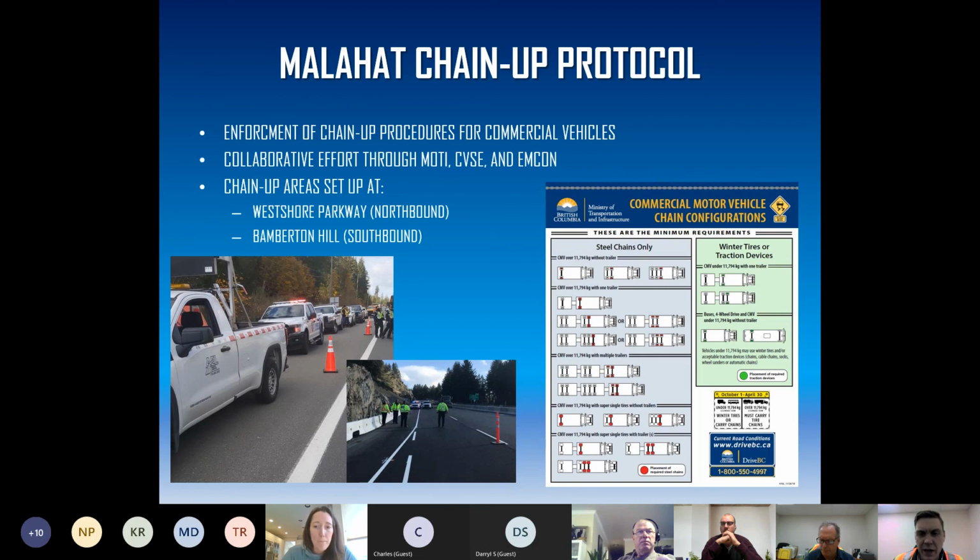It's an initiative that Ministry of Transportation, Emcon, and CVSE jointly will set up a lane closure in a significant snowfall event. We did a couple of trials last month and it went quite well. So when we set up that lane closure, we're checking to make sure that any commercial vehicles have the chains, as you can see on the diagram on the right, to ensure that they have the required chains for their configuration, be it a B-train or van body or fifth wheel trailer.